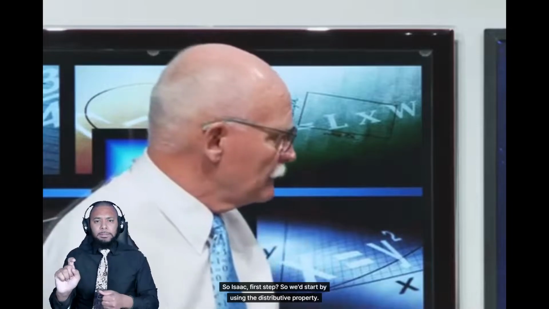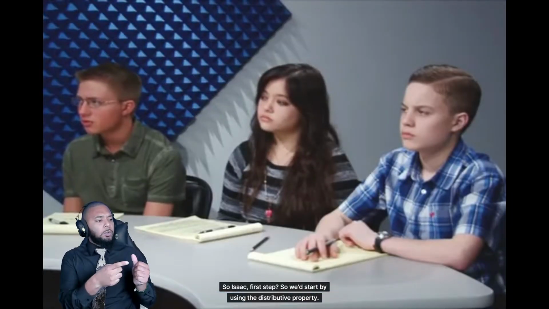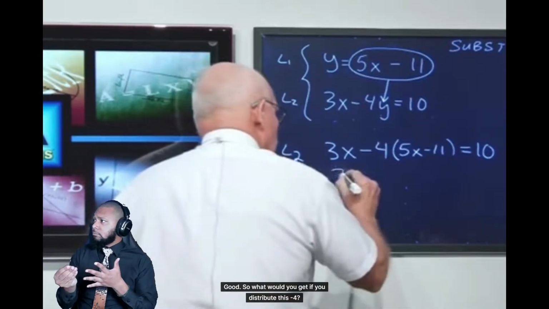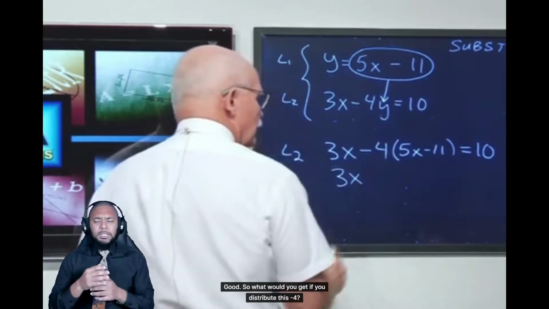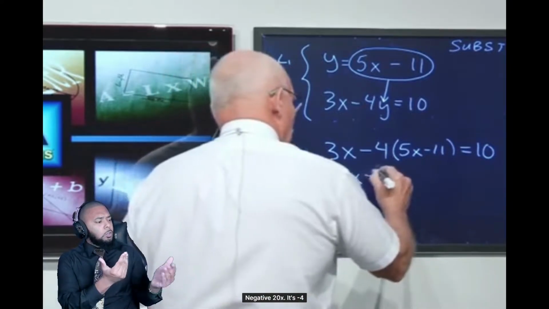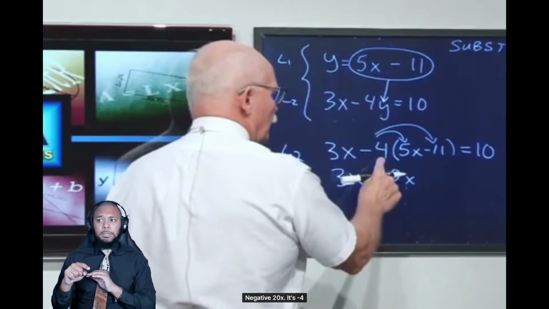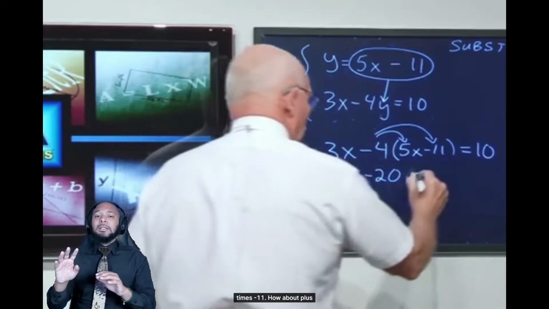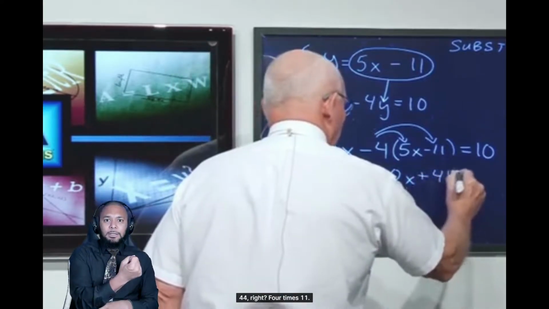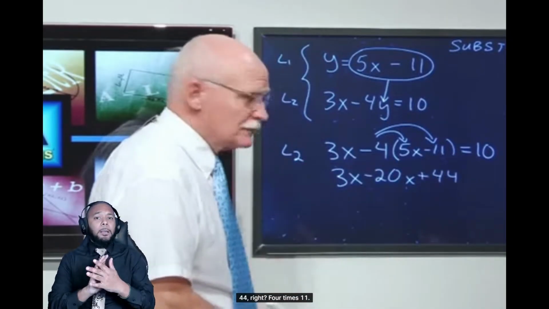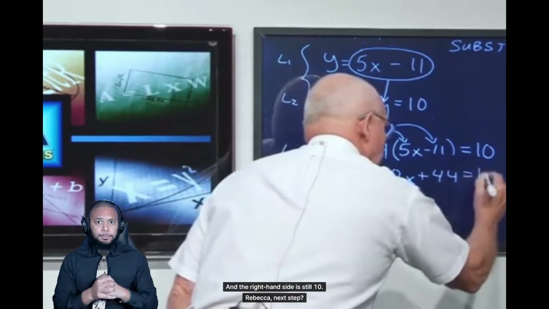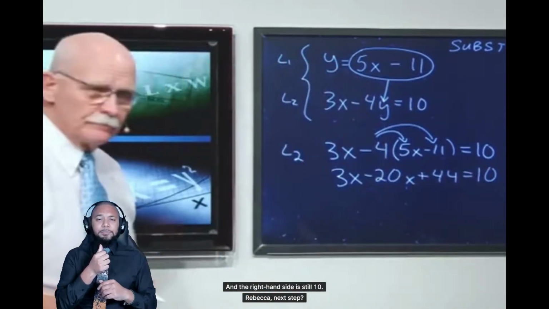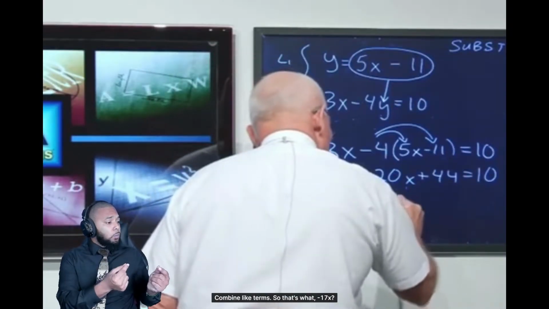So, Isaac, first step? So we'd start by using the distributive property. Good. So what would you get if you distribute this negative 4? Negative 20x. It's negative 4 times negative 11. How about plus 44, right? 4 times 11. And the right-hand side is still 10. Rebecca, the next step? Combine like terms. So that's what, negative 17x?